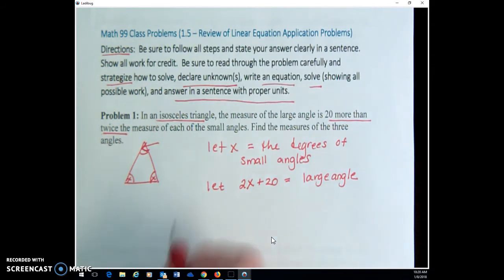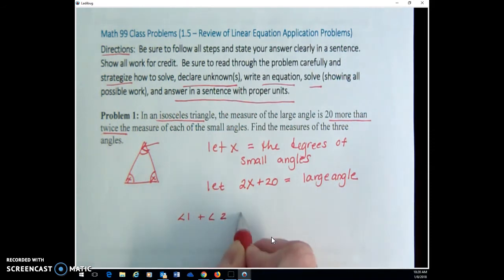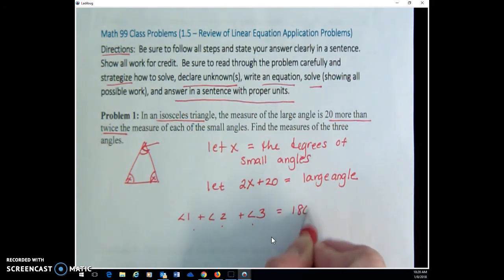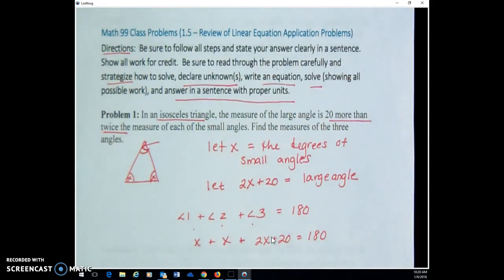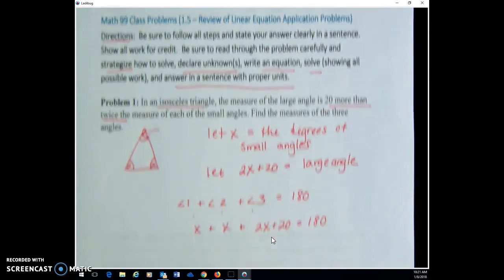And then we would have all angles adding up. So we'd have angle 1 plus angle 2 plus angle 3, small, small, large, equaling 180 degrees. So each small angle we're calling x, and the large angle we're calling 2x plus 20. We've translated that. And then from there you can go ahead and solve. I'm going to leave that for you to do and check the key, but I just wanted to make sure you got started.